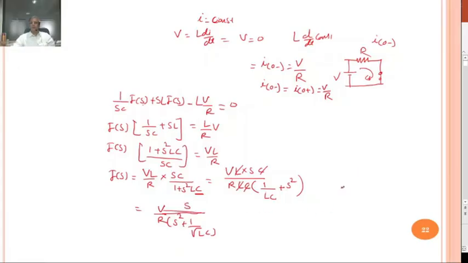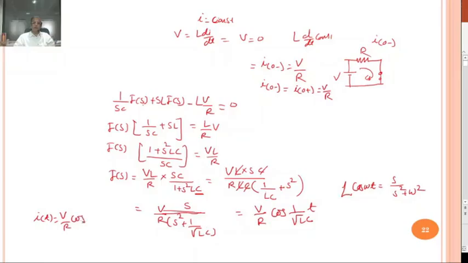And we know that the Laplace of cos of omega t equals S divided by S square plus omega square. This is S square, this is omega square, and this is S. So I(t) equals V by R cos of (1 upon root LC) times t.